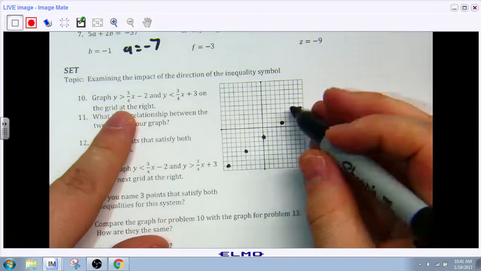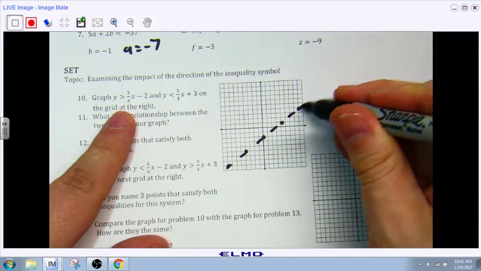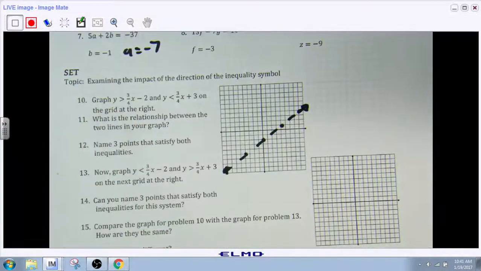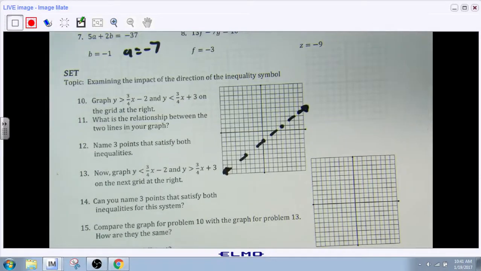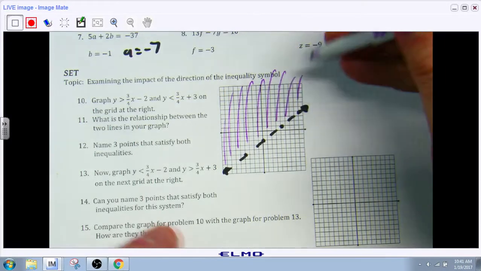And so it's greater than, so this is going to be a dashed line, like that. And then it's greater than, so we're going to shade above it. And I don't want to use my black marker for shading because that won't look good, so I'll use this purple to show that that's where it's shaded, like that.